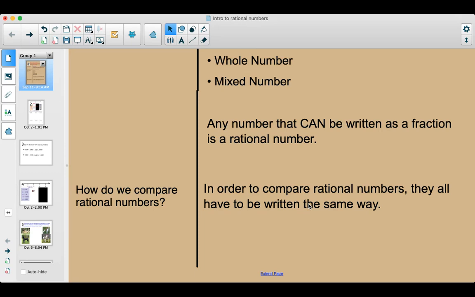Well, if we want to compare them, we might be able to estimate depending on what those numbers are, and we'll look at that first. But a lot of times, in order to compare rational numbers, they need to be written the same way. And this is why in this unit, we're going to talk a lot about changing from one form to another. So turning a fraction into a decimal or vice versa. So that is coming up.